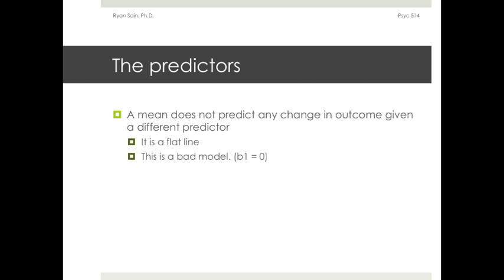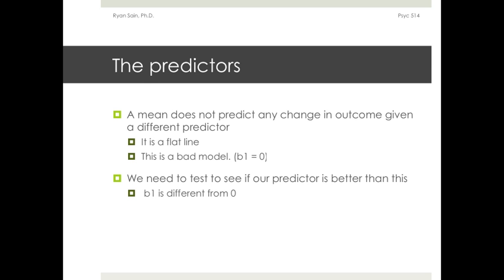All right, the predictors. A mean by itself, as we talked about, does not predict any change. Right? It's a flat line. It's a bad model. So B1 equals 0. Slope equals 0. So if slope equals 0, anything times 0 is 0, and then we just move on from there. So yeah, the mean is basically a bad model. It's just not going to predict anything very well. So what we need to do is test whether or not our predictor is better than the mean, right? So is B1 significantly different from 0? That's really our question. If it is, then we say, hey, our regression model is a significant model.